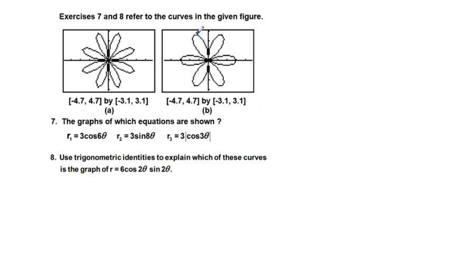In exercise 7 and 8, refer to the curves in the given figure. We have graph A and graph B. Problem 7, the graphs of which equations are shown. We have r sub 1 equals 3 cosine 6 theta, r sub 2 equals 3 sine 8 theta, and r sub 3 equals 3 times the absolute value of cosine 3 theta. And I believe I know which one it is already, but we're just going to pretend like we don't know. I'm going to put r sub 1 first, check on that.